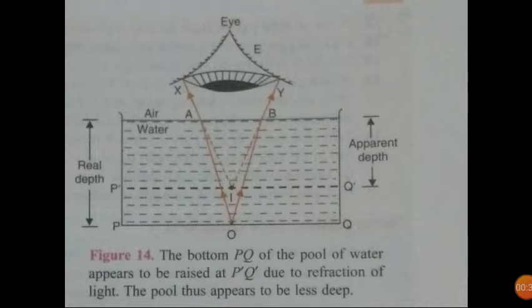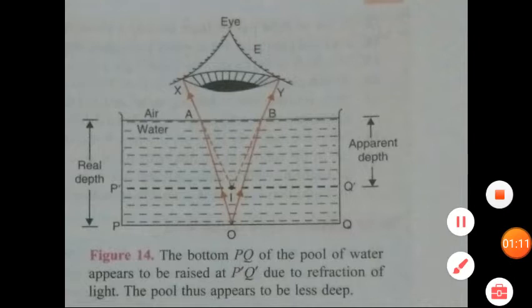So here is another very important, very good example of refraction. In this case, what happened? The real depth of any pool or tank appears to be raised up. The pool or the container in which the water is filled, its bottom looks a little bit raised up, it looks shallow. And that is because of refraction. Now why it happens, let us try to understand.